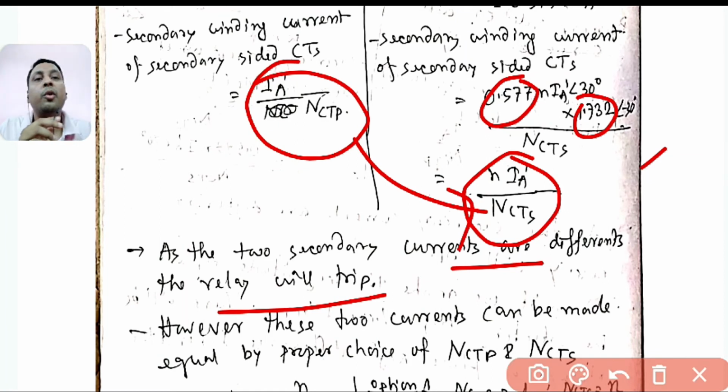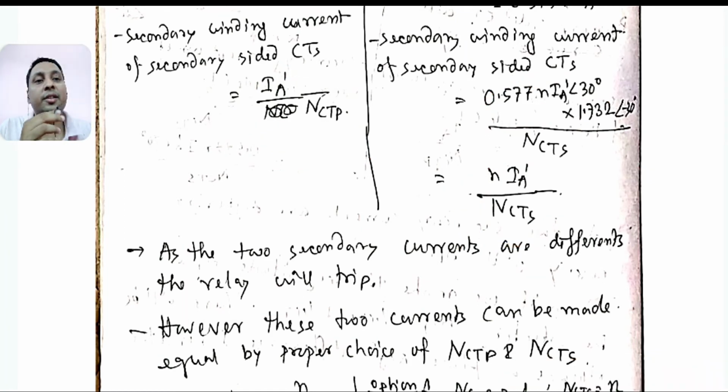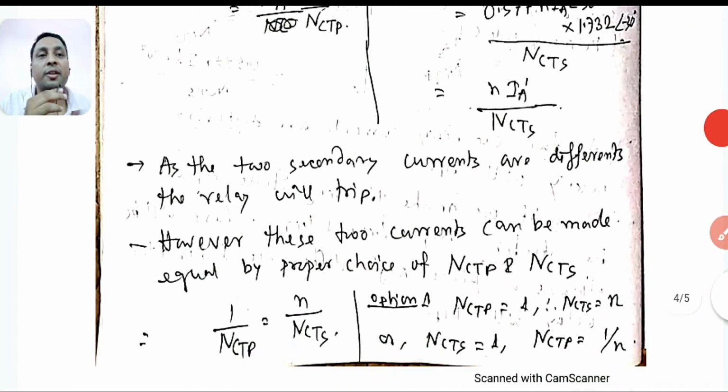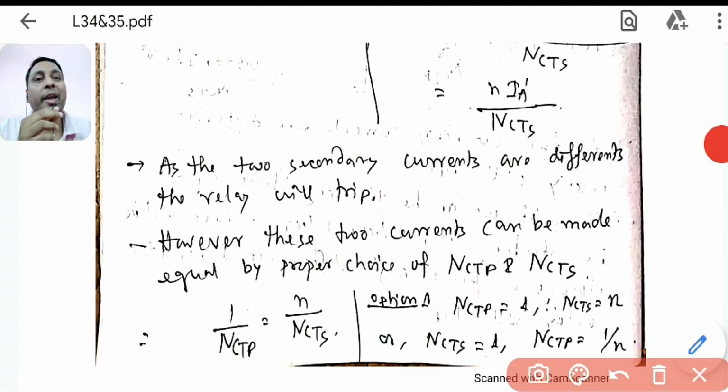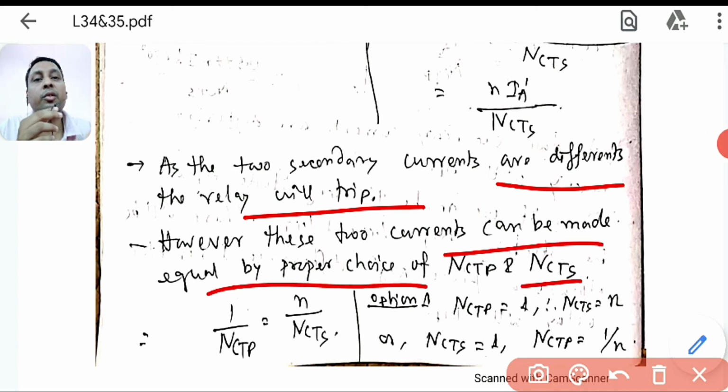How can you make them equal? By proper selection of NCTP and NCTS, because there is no phase shift. Okay, so as there is no phase shift, this can be made equal by choice. So how will we make it?